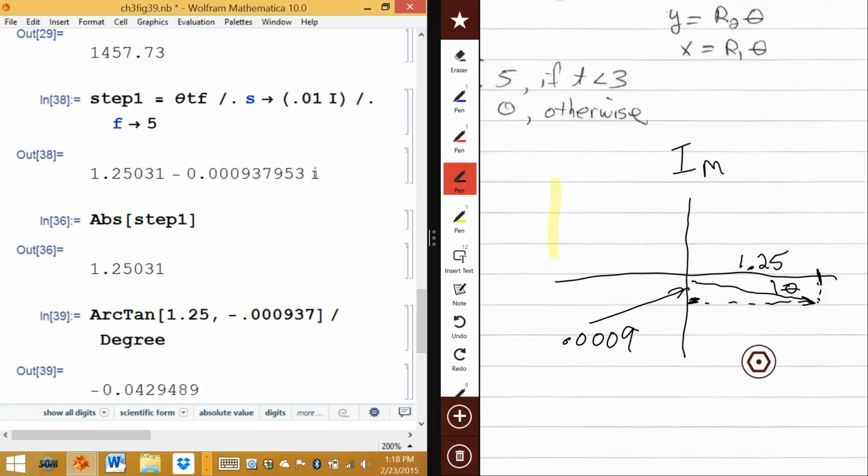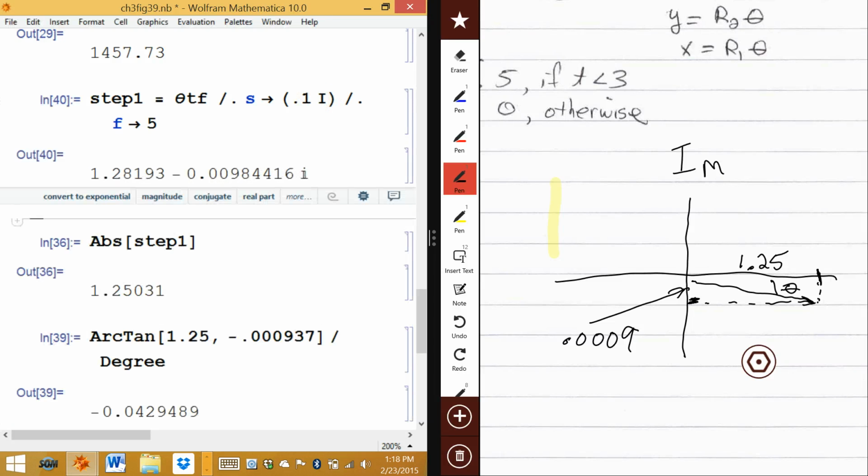If you change the frequency, so for example, if you change the frequency, the numbers change, the plot changes a little bit, and the inverse tangent changes. So that's how you would find the phase angle.